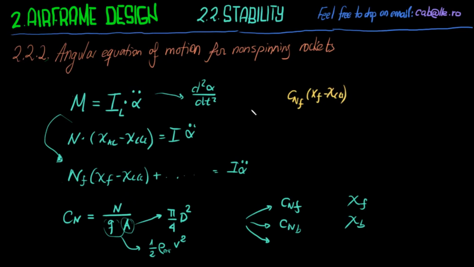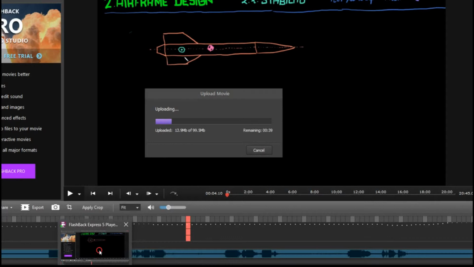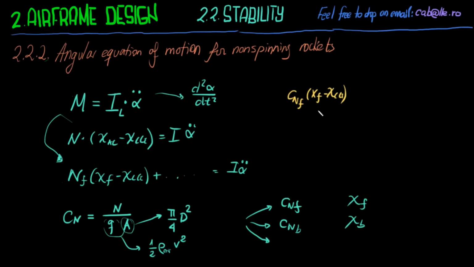By the way, it's a good time to say, for the rest of the analytical analysis, oops, sorry for that. Let me get back if I can. Maybe I have to introduce a bit what I'm going to do from now on. Right now, I'm going to do an analytical analysis on the stability of a non-spinning rocket.